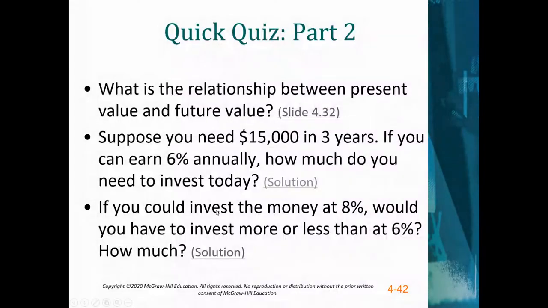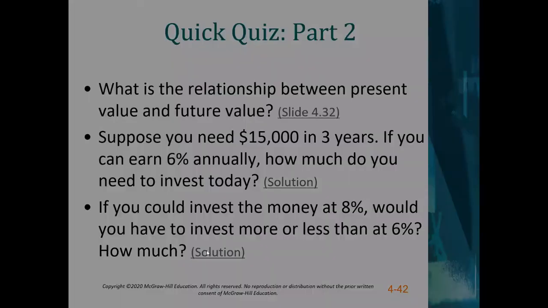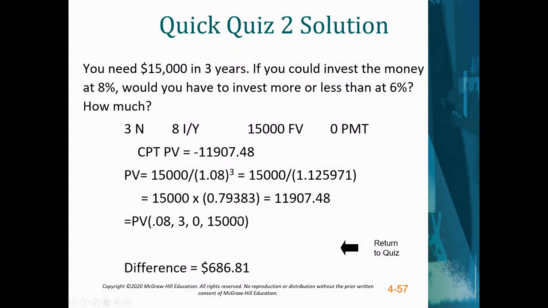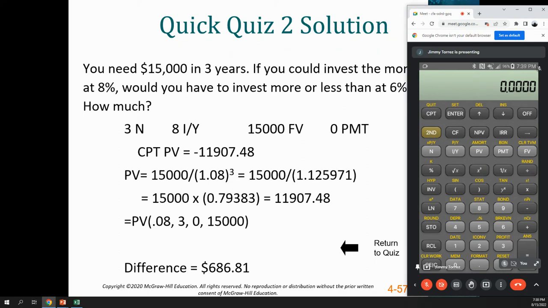Okay, return to the quiz. If I can invest 8% instead of 6%, how much would I need? So if I get 8% instead of 6%, n equals 3, I/Y equals 8, future value 15,000. So here, 11,907. I'm just going to do this with the calculator since we've done it with Excel and the formula on the last one. So I'll just do one with the financial calculator.